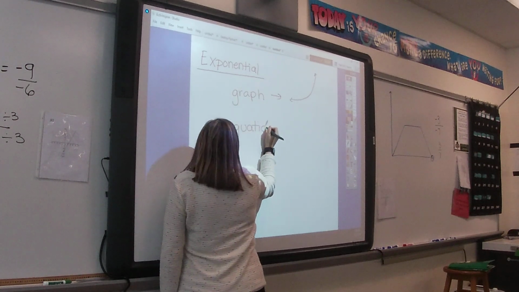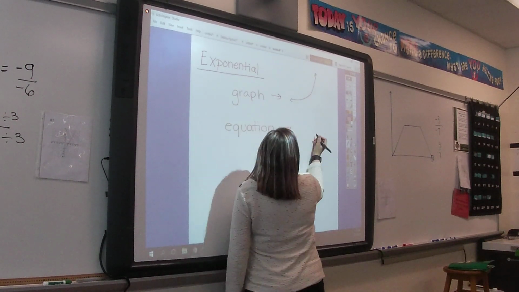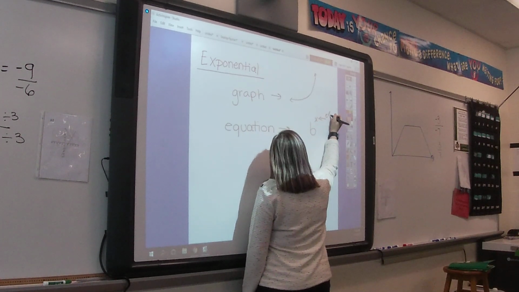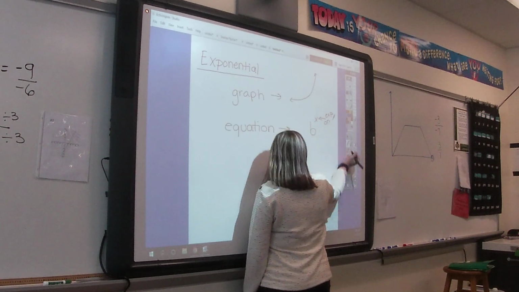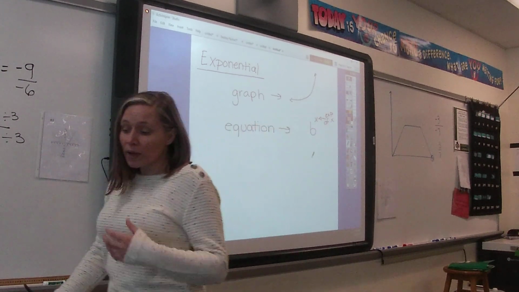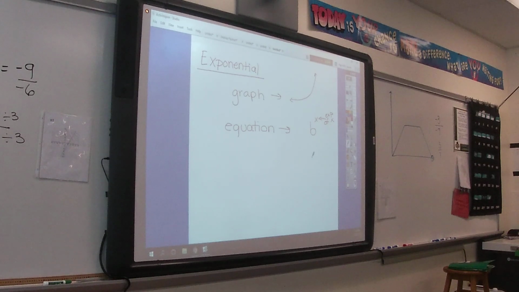In the equation, we have an exponent of x. Okay, so if we see an exponent that is x, we know it is exponential.